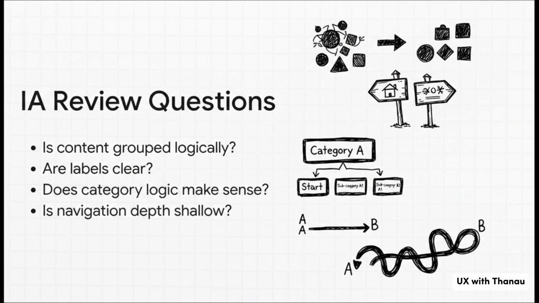And to get there, you have to ask some really practical questions. Are your labels clear? Or are they full of confusing jargon nobody understands? Is stuff grouped together in a way that actually makes sense to a real person? And this one is critical. Is the navigation shallow? Meaning, can someone find what they need in just a few clicks? Because, let's be honest, no one wants to dig through 5 layers of menus just to find one little thing.